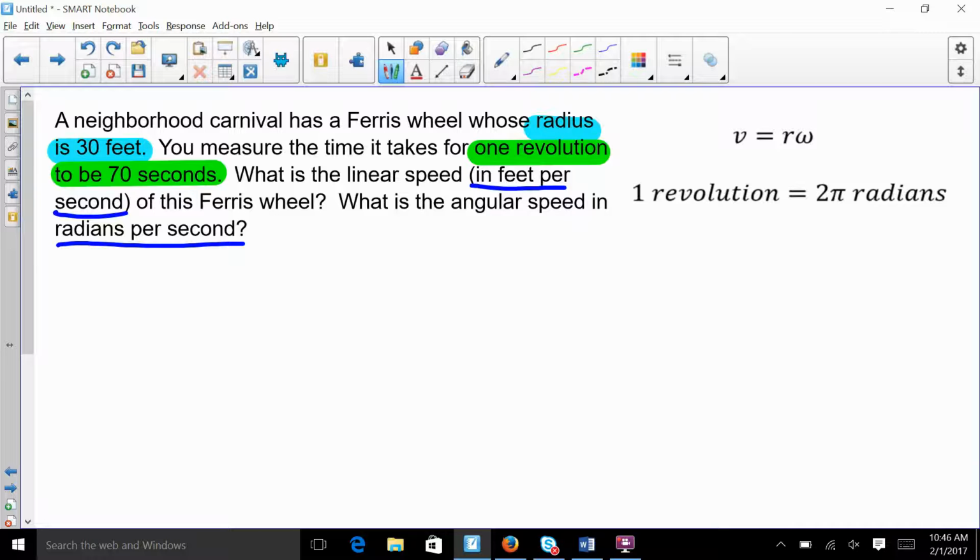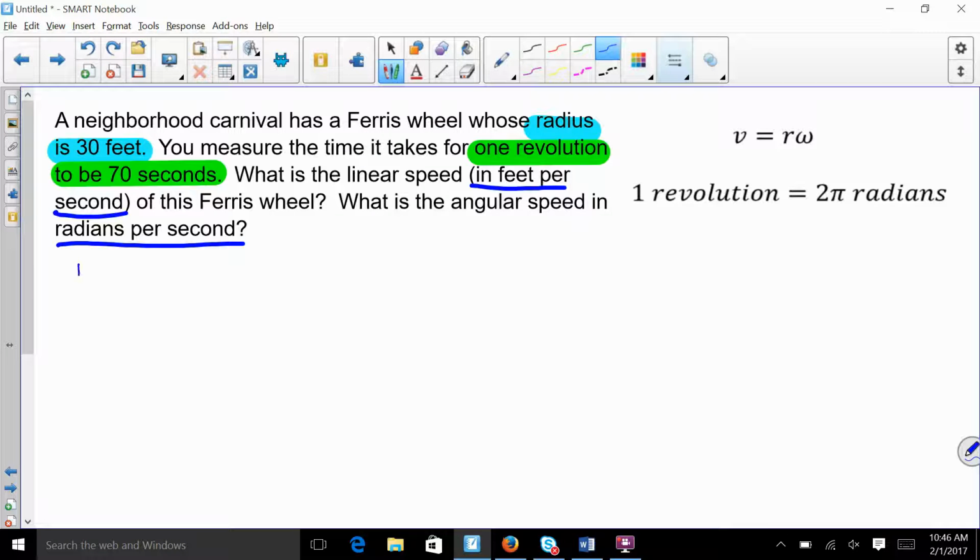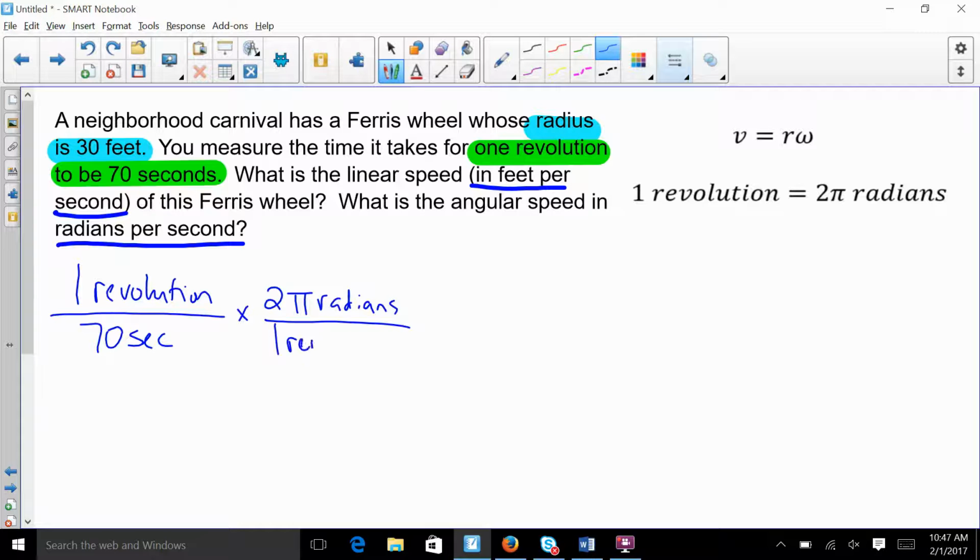So let's first talk about this revolution. So we have one revolution is 70 seconds. So if I'm going to have to find the angular speed, I'll start there. I know that one revolution is 2 pi radians. So I'm going to multiply this by 2 pi radians over one revolution.